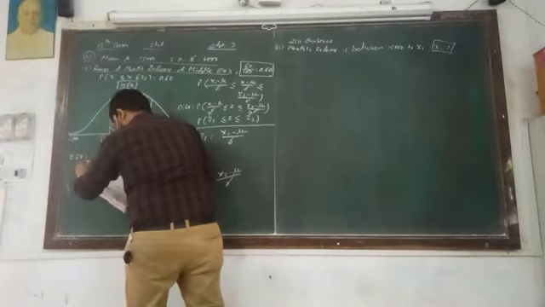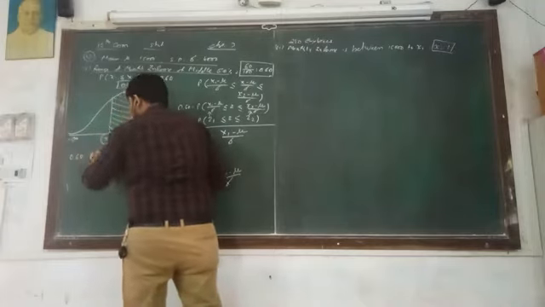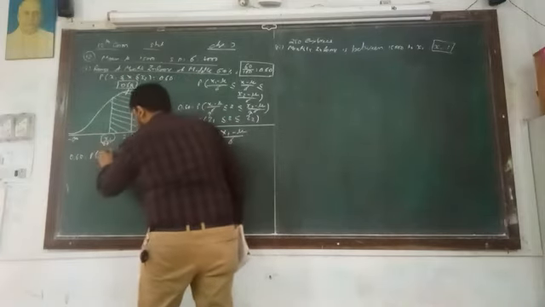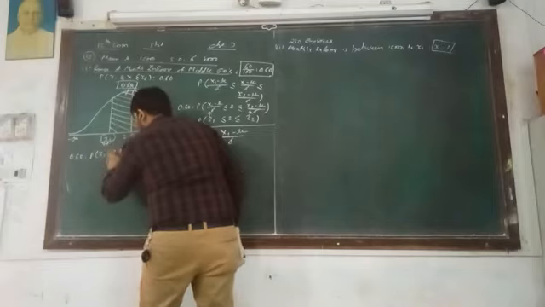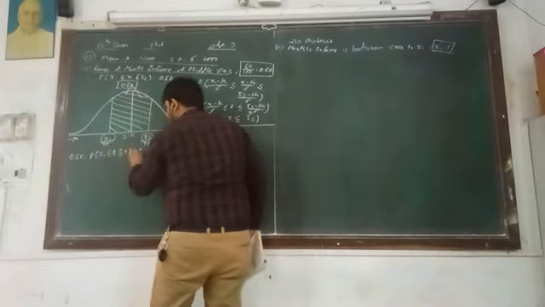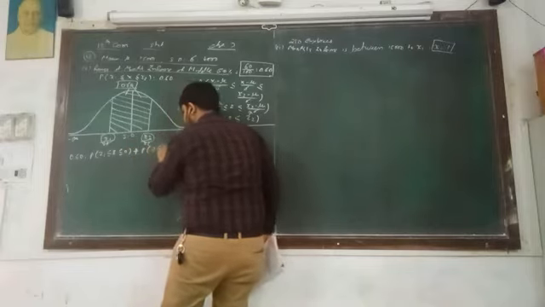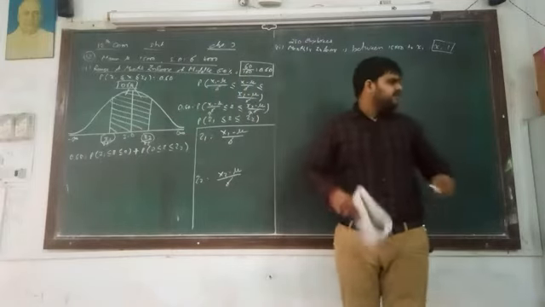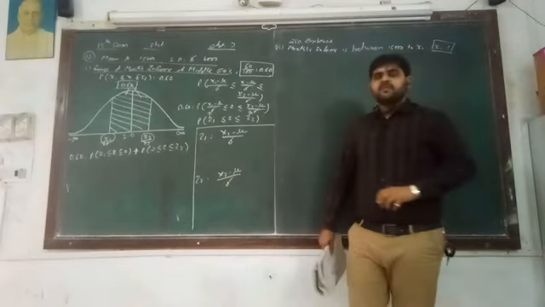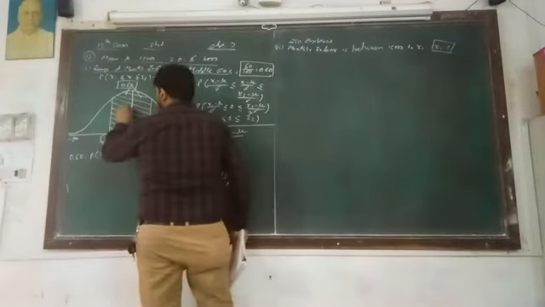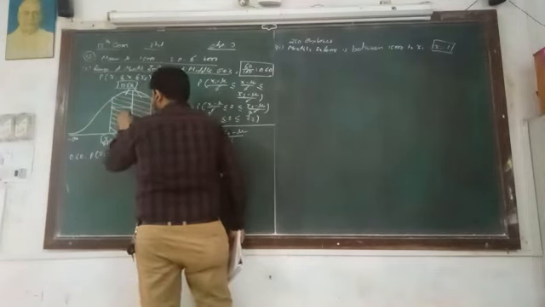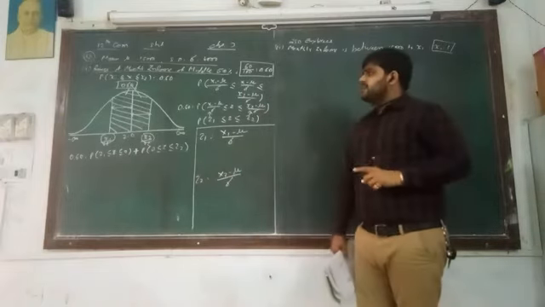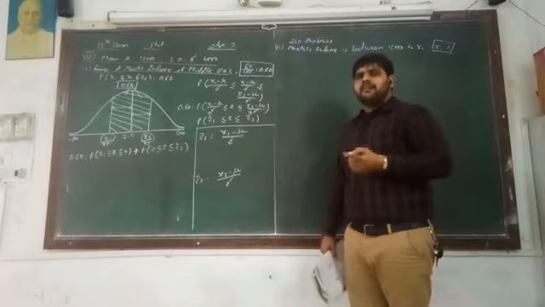0.60 is equal to p of z1. Here we have to convert x1 into z1 and x2 into z2. So p of z1 to 0 plus p of 0 to z2. And as we know, the values of both are the same. Why is it the same? Because this is a 30% portion and this is also a 30% portion. So that's why we can say that both are 30%.